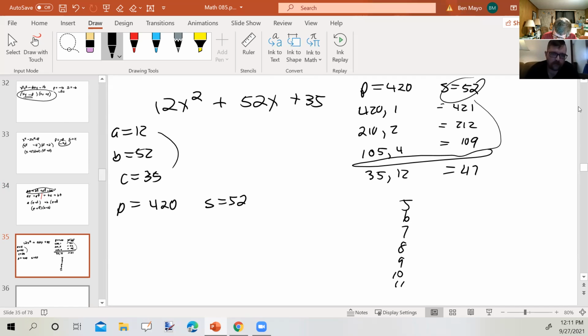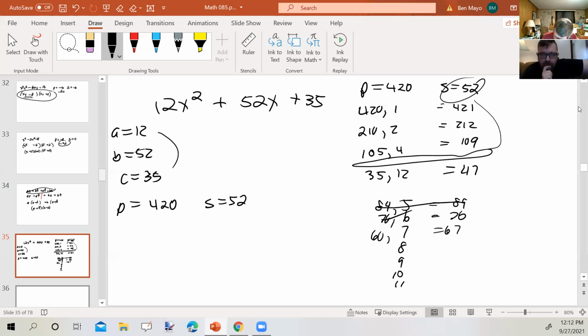5 goes in 84 times. That would be what? 89. So that's too big. 6 goes in 70 times. 6 plus 70, which would be 76. That doesn't work. 7 goes in 60 times. That would be 67. No, that doesn't work.